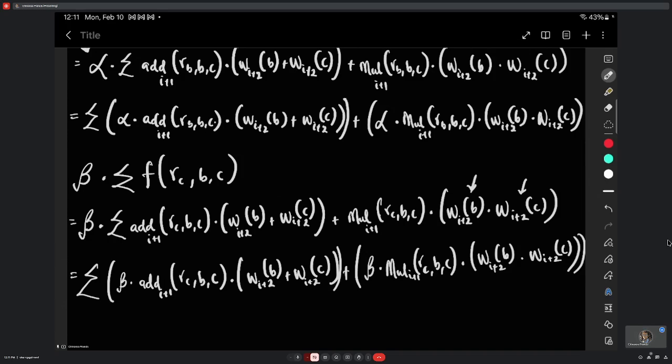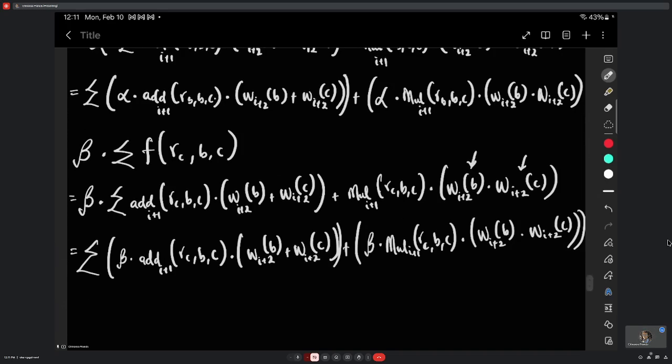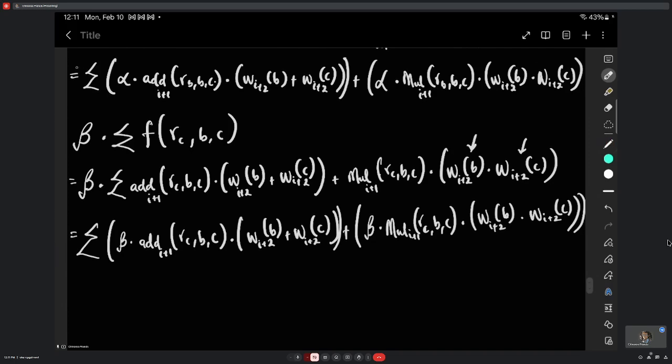What's common is WI plus 2B plus WI plus 2C. Okay, so wait. So this and this, right? Let's bring them out so that we can see them clearly. But does everybody understand up to this point?